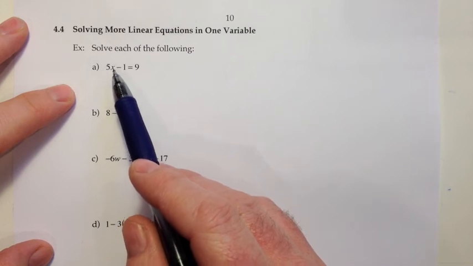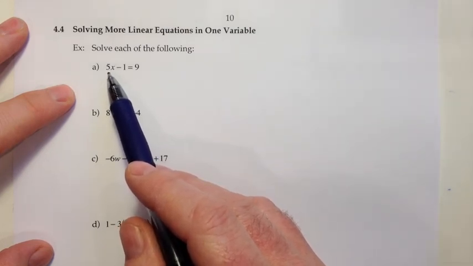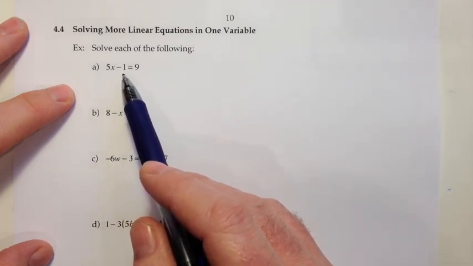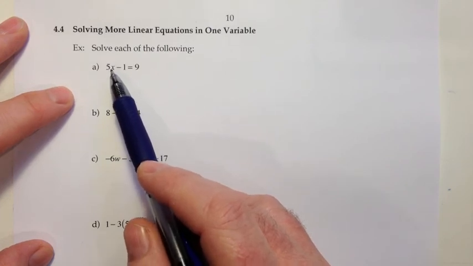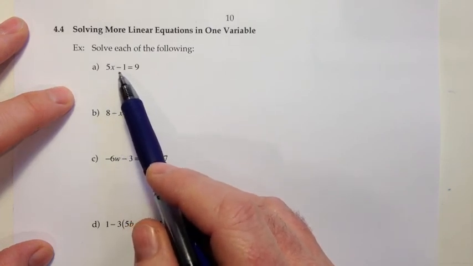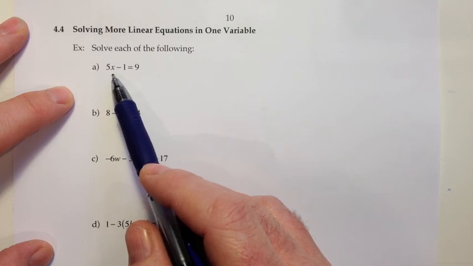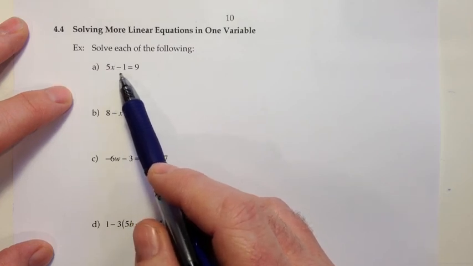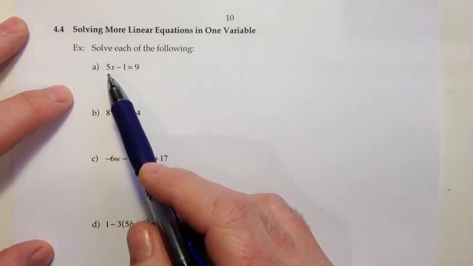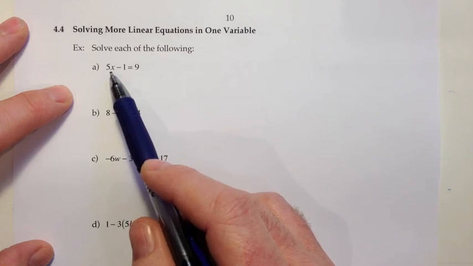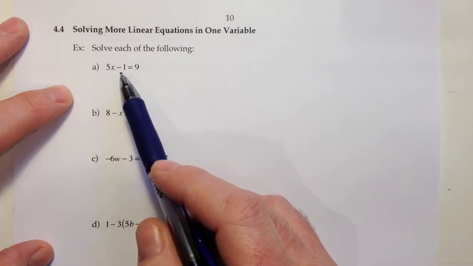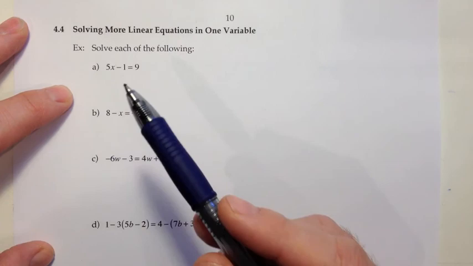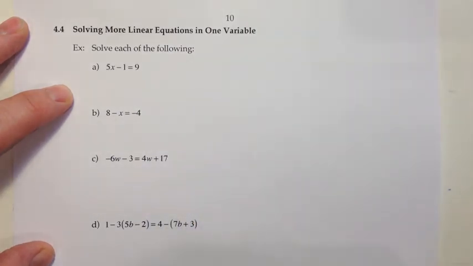So if you think about what's happened to this x right here, it's been multiplied by 5 and then we subtracted 1. So if you're trying to get this x by itself, you're going to need to get rid of that 5 and the 1 to get the x alone. And to do that, you want to do things in the opposite order that they happen to x. So if this x would be multiplied by 5 and then we'd subtract 1, then to undo that we'll want to add 1 and divide by 5. So let me show you those steps.